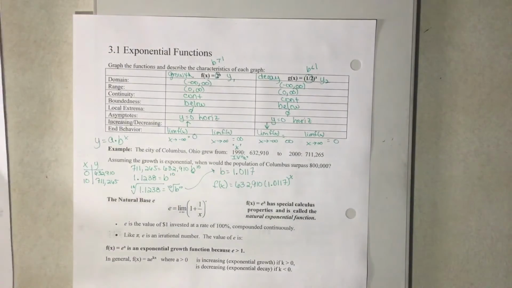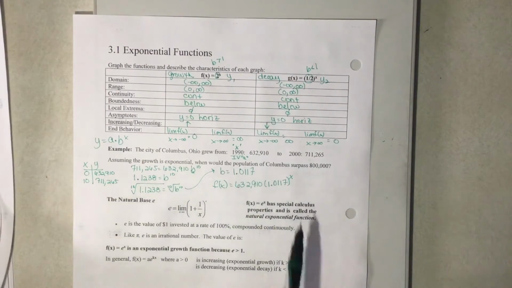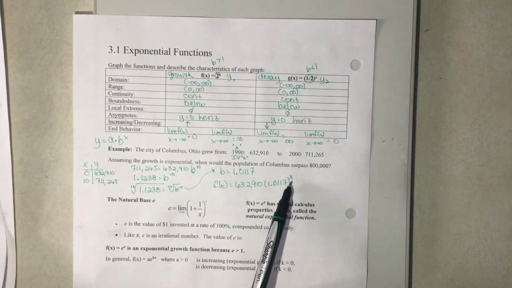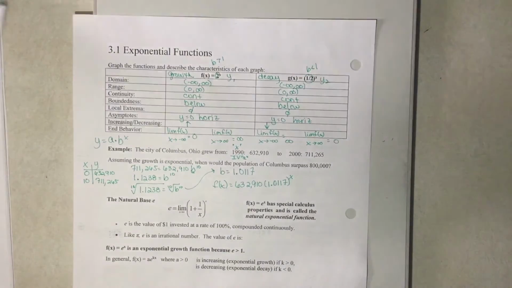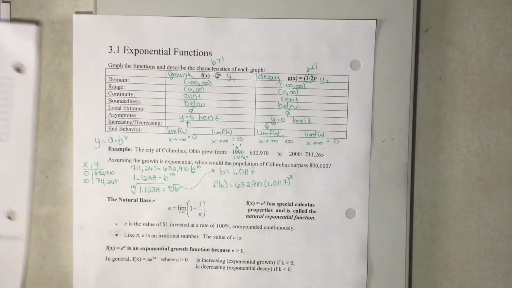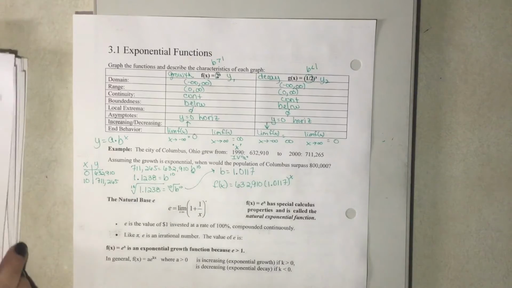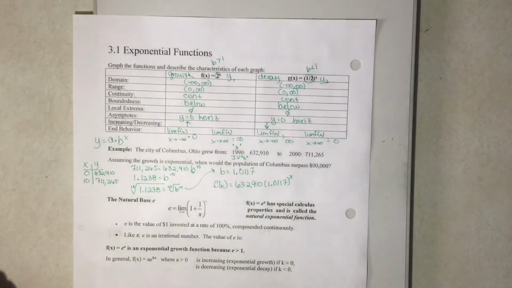And we still plug in 800,000 for y? No, because in the next section is where we're going to learn how to do that and solve for it. That's with using logarithms. Can I check the population? Yeah, I want to see if it's accurate. Yeah, see how accurate it is?